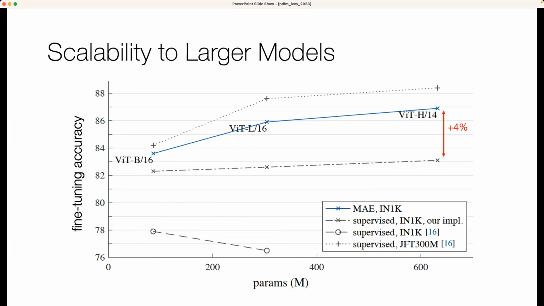And with MAE, we find that the model can actually have a healthy, scalable trend from ViT base to ViT huge. And at ViT huge, it has a 4% gain over the baseline. And the trend is very similar to a model that's pre-trained on a large dataset, JFT 300 million.